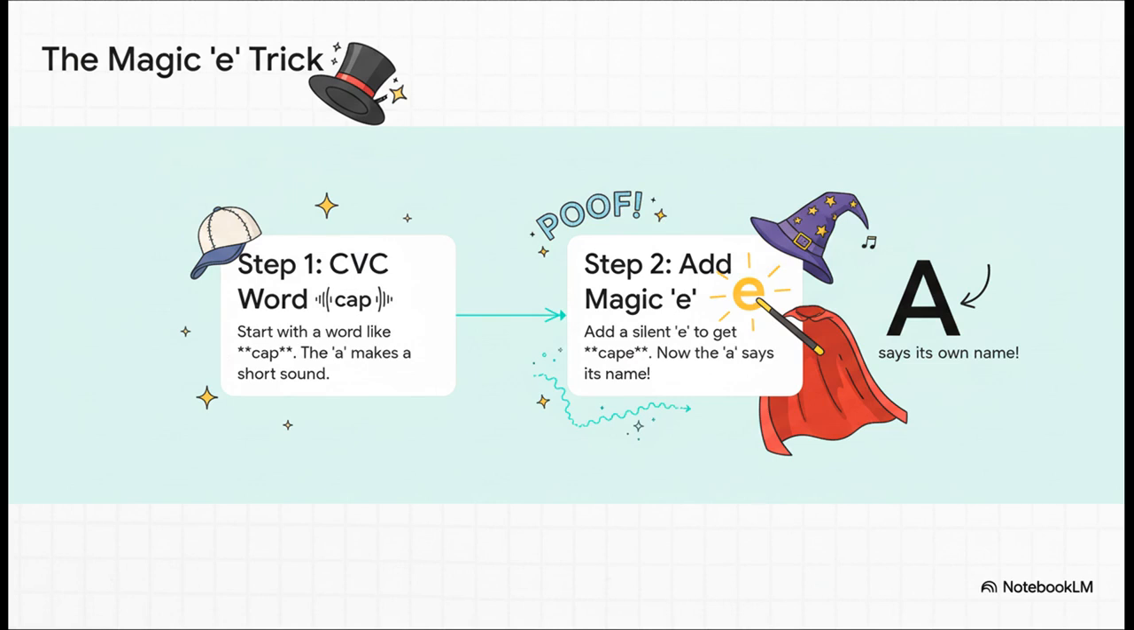And I want to start with my all-time favorite magic trick. Are you watching? We have the word cap. Hear that A sound? C-A-P. It makes that short A sound. Now, watch closely. Abracadabra, we add a silent, magical E to the end, and boof! The word is now cape. That sneaky magic E makes the A say its real name, A. Isn't that the coolest trick?